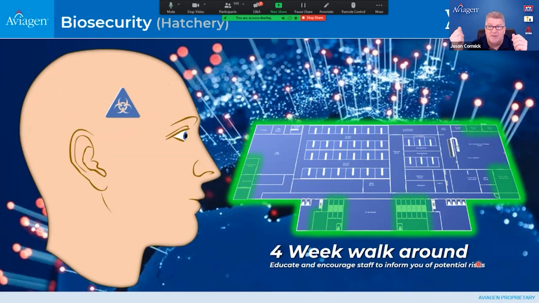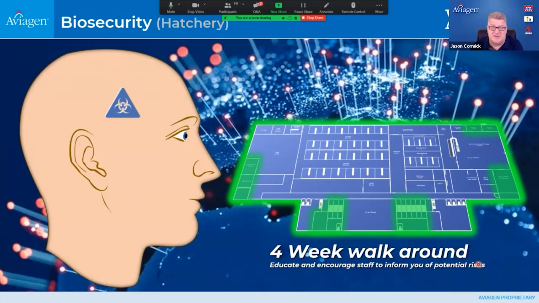Is there any birds' nests appearing? How's that entry in? How's the fumigation room operating? And also build that culture of biosecurity. So make sure your staff are aware of what they should be doing. And if they see something wrong, get them to tell you. It's not that big a deal. It's better that we know we can work on it rather than be unaware.